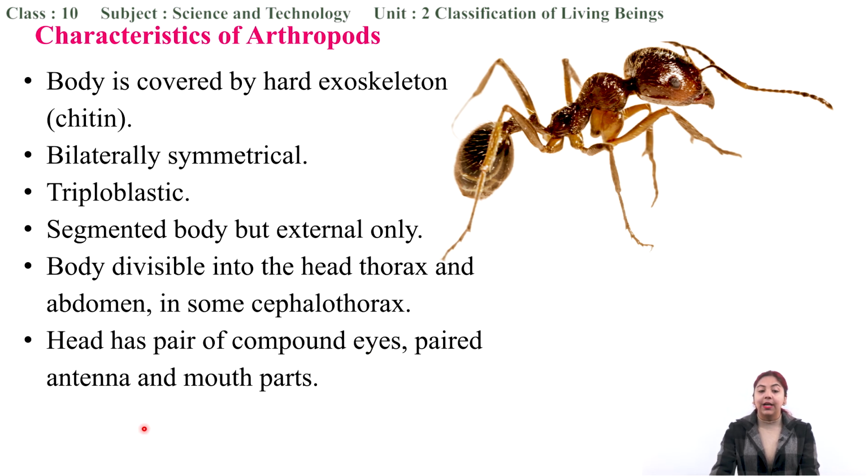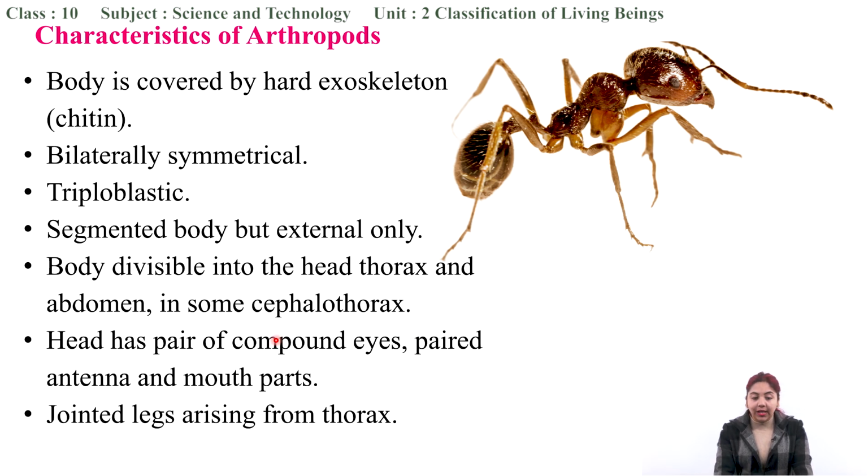Another is they have paired antenna. As you can see here, in the case of the ant, they have this antenna. And they also have mouth parts. This is also a mouth part of these organisms, and similarly all the other organisms also have paired antenna and mouth parts. They have jointed legs that arise from the thorax.